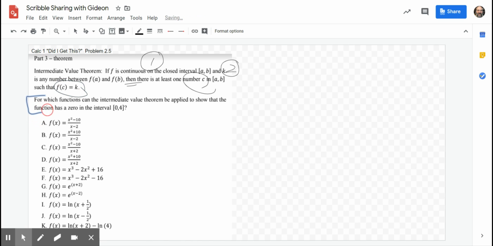So now we apply. For which functions can the intermediate value theorem be applied? Oh, so we just need to confirm 1 and confirm 2 using a equals 0 and b equals 4. So we can just go through, right? We just have to confirm rule 1 and rule 2 for each one of these. So let's look at part A. Can we confirm it's continuous on the interval 0, 4? And of course the answer is no, because that means it's got some craziness. It's not defined at x equals 2. So no, rule 1 is not fulfilled.